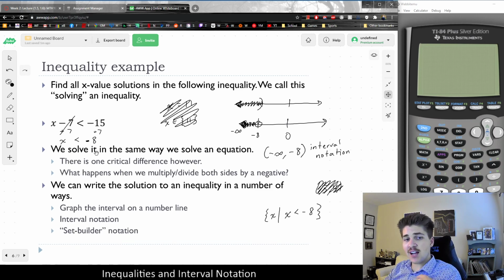Now in the next video, we'll actually do some more practice solving, because this one was very, very rudimentary. We'll do a few more, and there are a couple differences that we'll recap between solving an equation and an inequality in the next one.